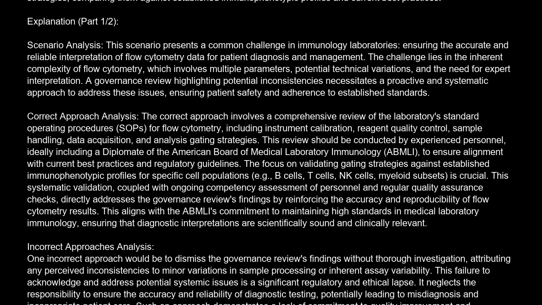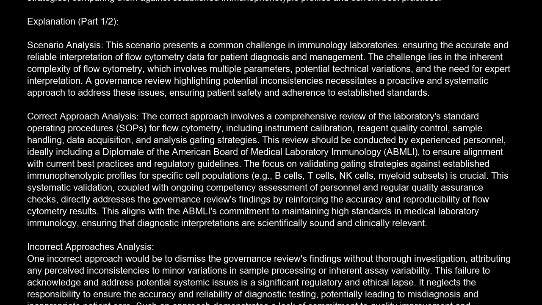Correct approach analysis. The correct approach involves a comprehensive review of the laboratory's standard operating procedures, SOP, for flow cytometry, including instrument calibration, reagent quality control, sample handling, data acquisition, and analysis gating strategies. This review should be conducted by experienced personnel, ideally including a diplomate of the American Board of Medical Laboratory Immunology, ABMLI, to ensure alignment with current best practices and regulatory guidelines. The focus on validating gating strategies against established immunophenotypic profiles for specific cell populations, e.g., B cells, T cells, NK cells, myeloid subsets, is crucial.